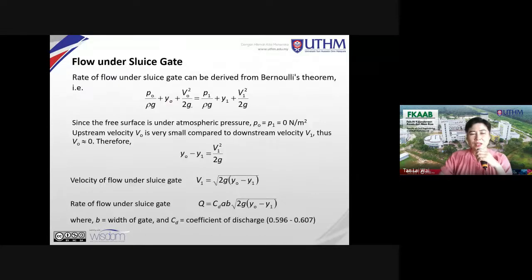Now, this slide shows how you come to the equations that you are going to use to calculate discharge out of the sluice gate, or below the sluice gate. Using Bernoulli's theorem, we have the pressure term, the depth, and the velocity term. So we are looking at the control section between 0 and 1.